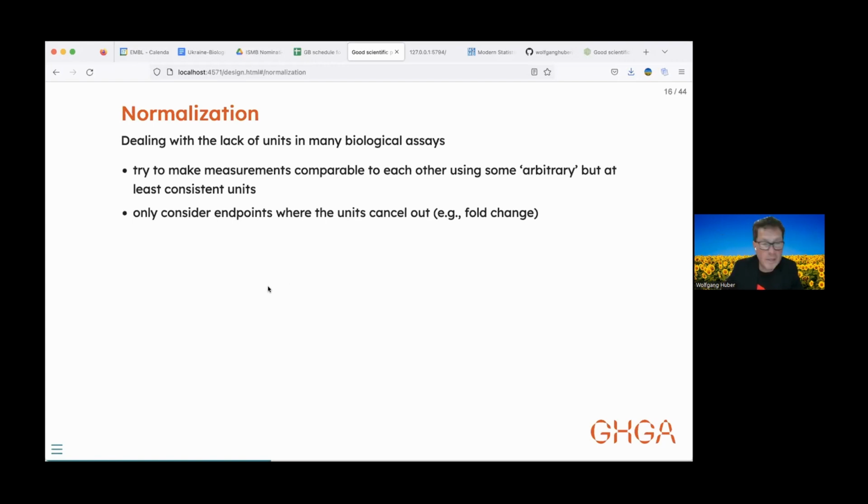Another way to address this is to only consider endpoints where the units cancel out, for instance, by looking at fold changes rather than the absolute values. And that can also work to some extent.